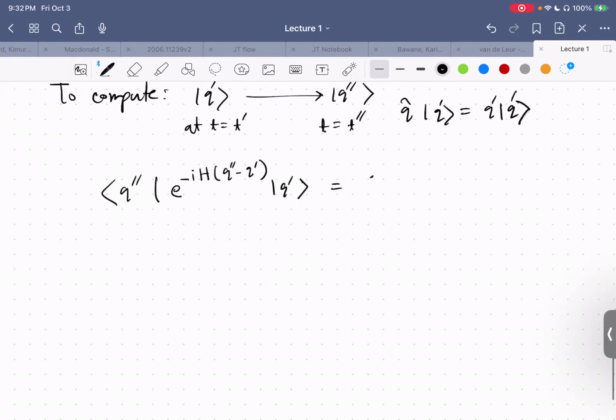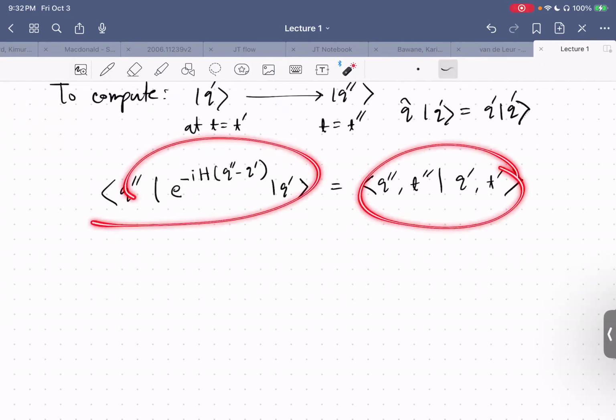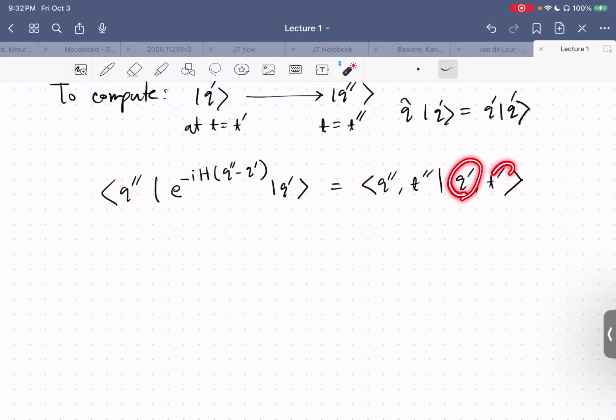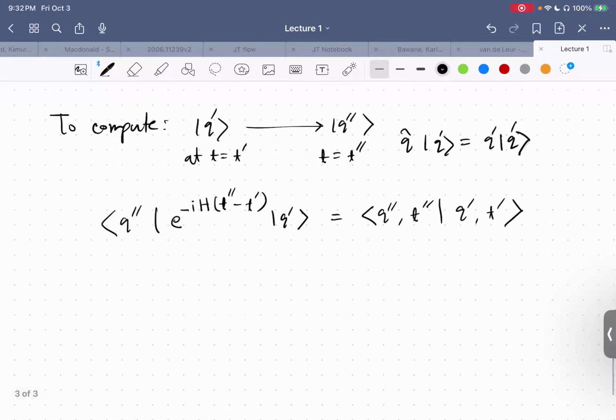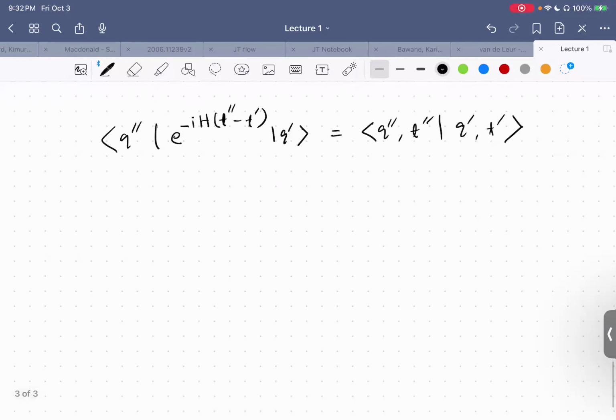And we can also write it as q double prime at t double prime, starting from q prime at t prime. They mean exactly the same thing: you start at this location at this time, you end up at this location at this time. What is the probability amplitude of that? I think that's going to be a t double prime minus t prime there, i H t. Yes, absolutely. Thank you. You're right. Great.